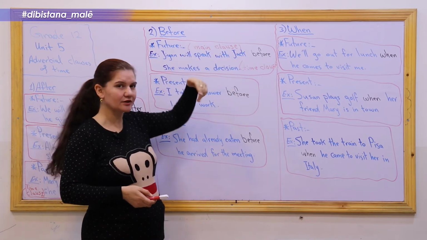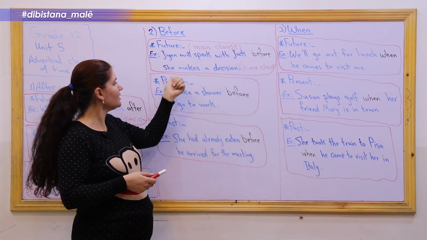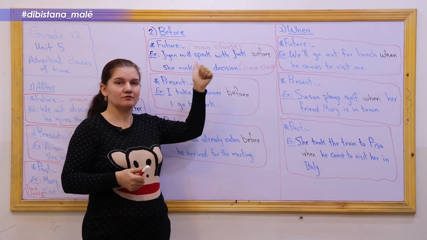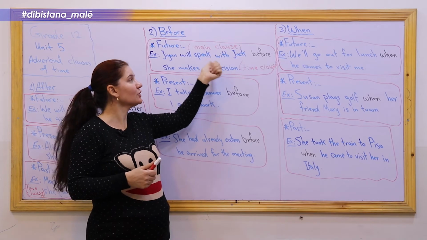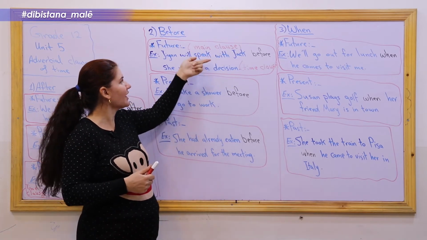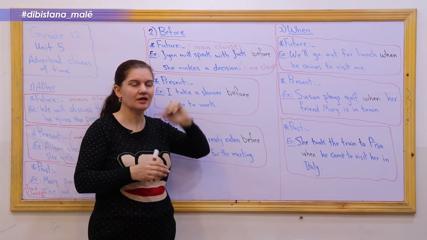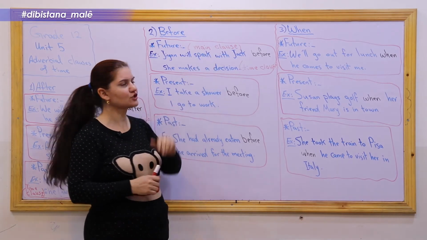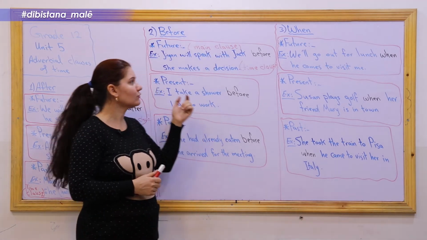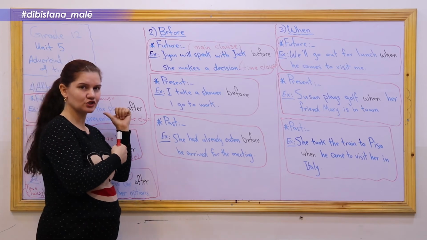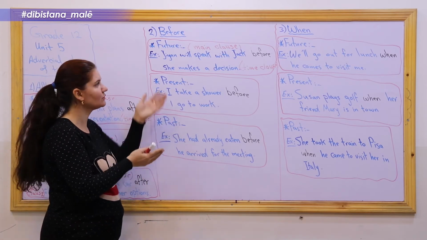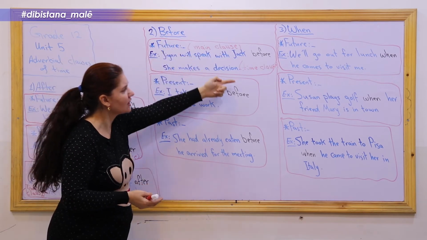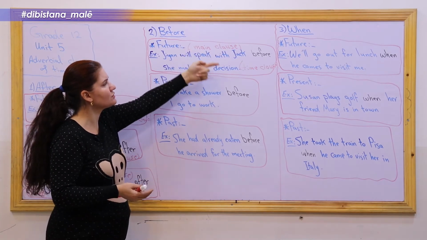Here we have the action in the main clause which happens at first. Then we have the action in the time clause. It comes after the action in the main clause. Okay? It is the opposite. With before in the future tense, the main clause action happens first, then the time clause.